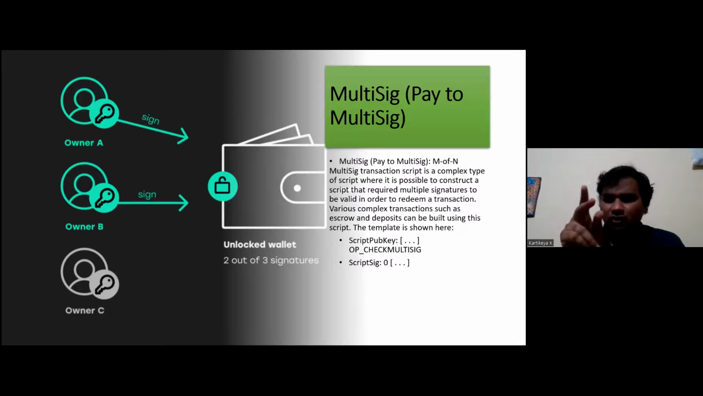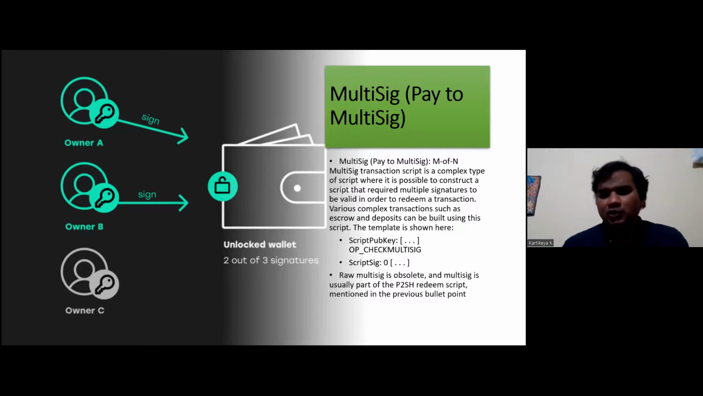Here in this case, we need to provide not only one private key, we need to provide more private keys. So in this picture, if we want to unlock this wallet, we need to provide 2 out of 3 signatures. That means we need to provide at least a minimum of 2 private keys to unlock this wallet. In multi-signatures, we have 1 initiator, 1 authenticator.